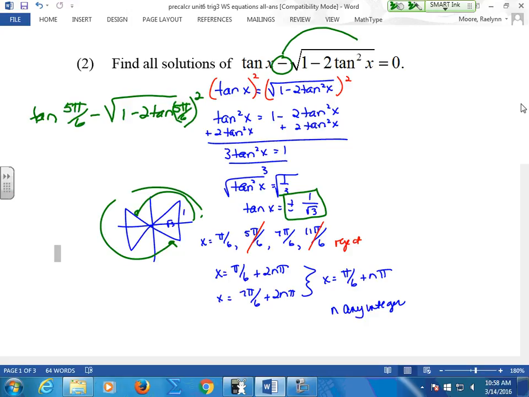So again, that was in all 4 quadrants. Be careful of this guy, that you separate this. And square root of 1 is 1. So tangent is y over x. And I just asked you between 0 and 2 pi. Questions? Works the same way as the last one you did.